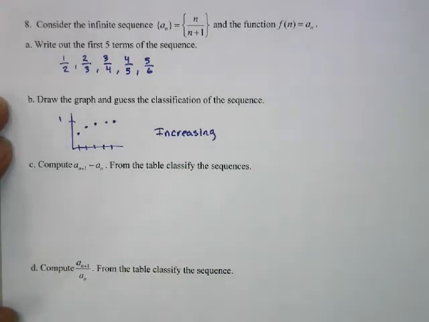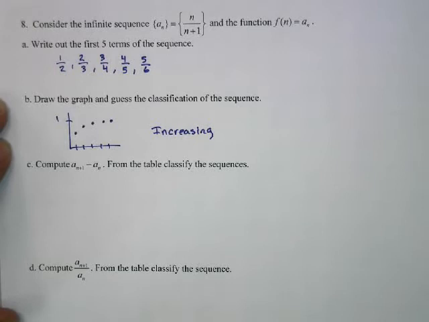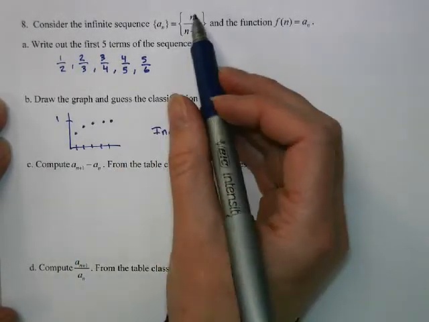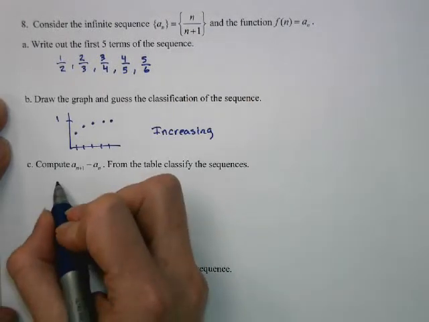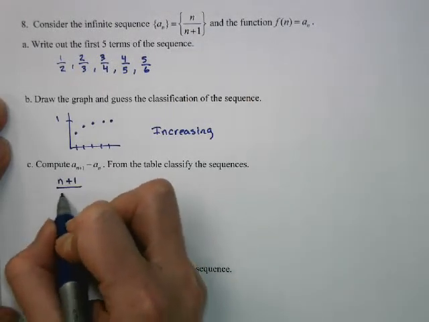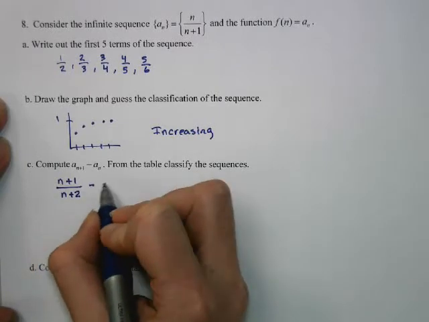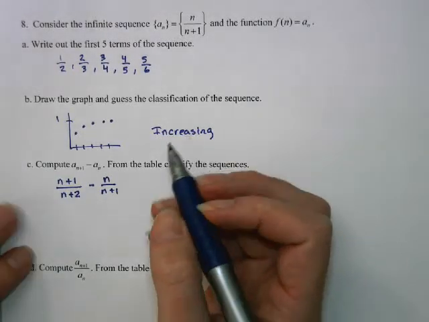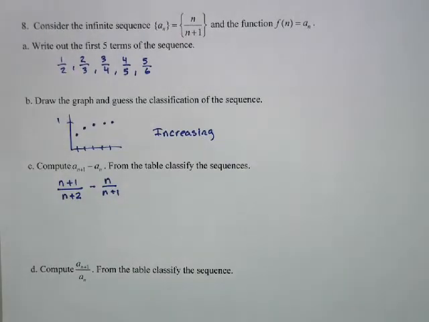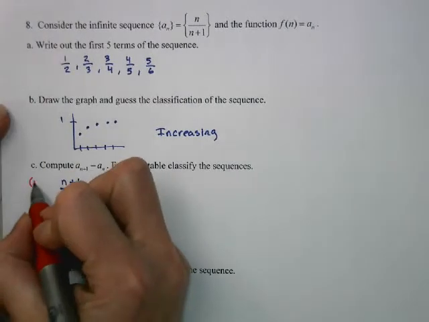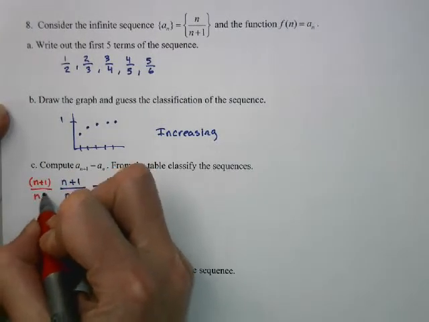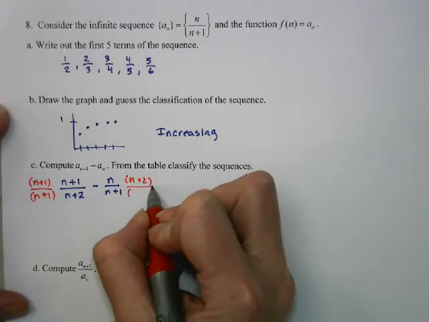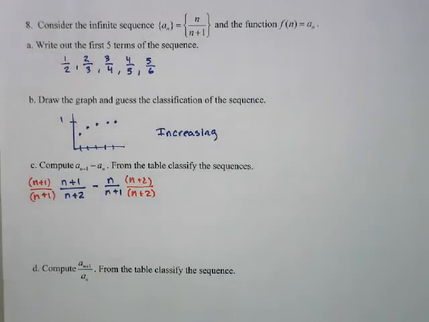Now we're going to do the 3 calculations to determine if it's increasing or decreasing. So a_{n+1} minus a_n. So this is a_n, so a_{n+1} is going to be (n+1)/(n+2) minus n/(n+1). I'm going to need a common denominator, so I'm going to multiply this one by (n+1)/(n+1), and I'll multiply this by (n+2)/(n+2).